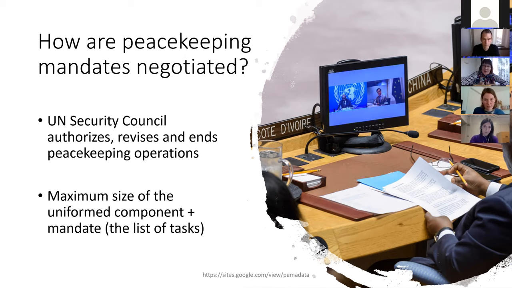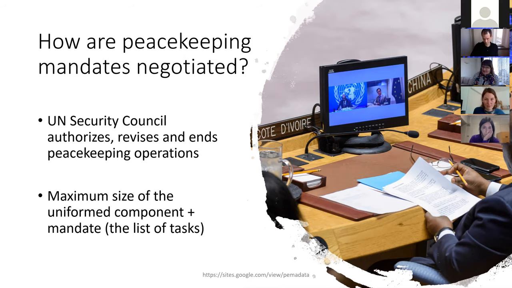For example, the UN mission in the Democratic Republic of the Congo is now in its 21st, 22nd year. So I think it's important to look at initial and amended mandates.